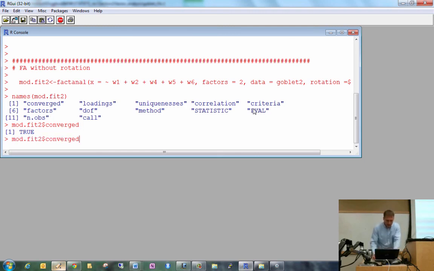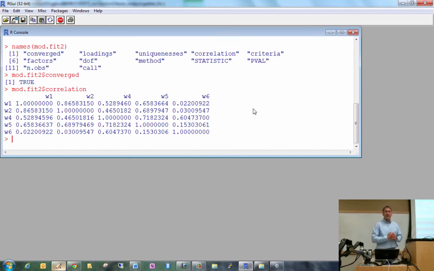Let's do another one. Let's see here. How about correlation? This is actually my regular old estimated correlation matrix using the methods that we discussed in the data distributions and correlation section. We're going to be using that and making some comparisons later.